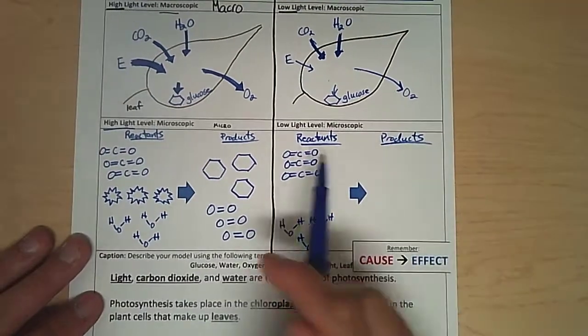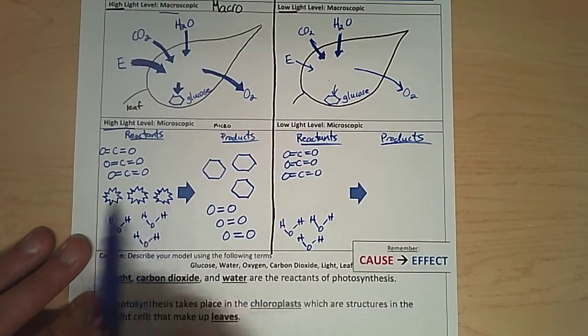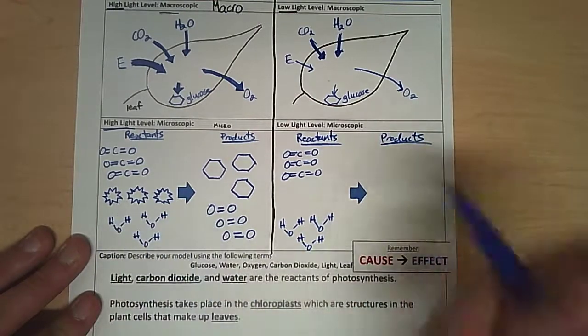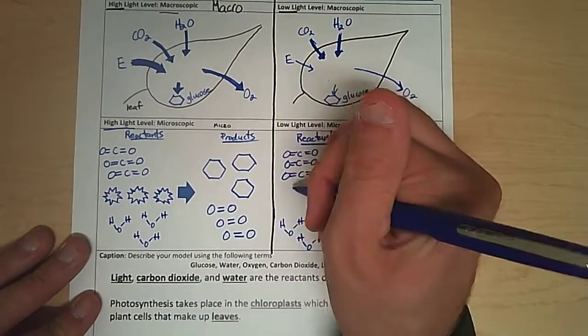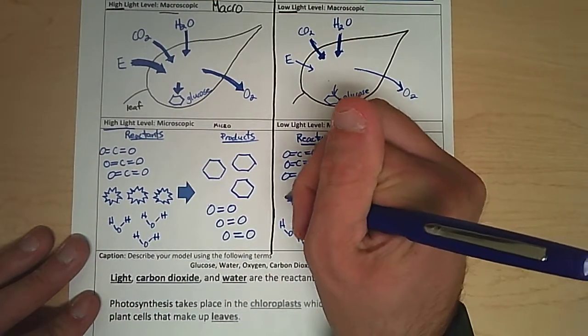Now the difference, though, is this is a low light level. So compared to my model over here where I just decided to draw 3, right? By the way, you could have drawn 2, you could have drawn 5. As long as you have less light represented in your model, you're good.